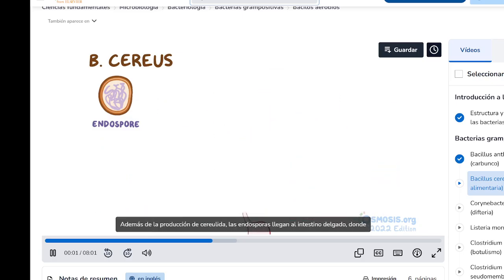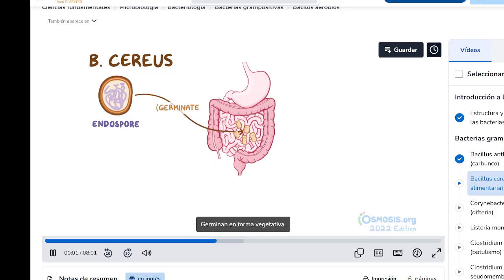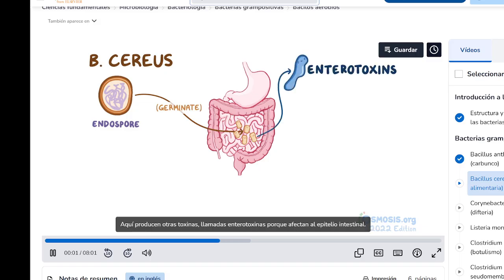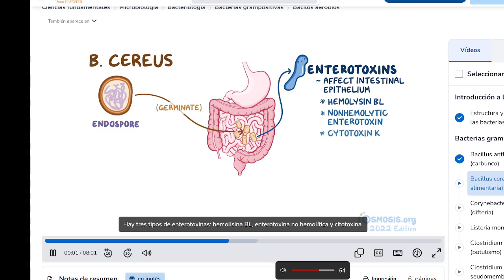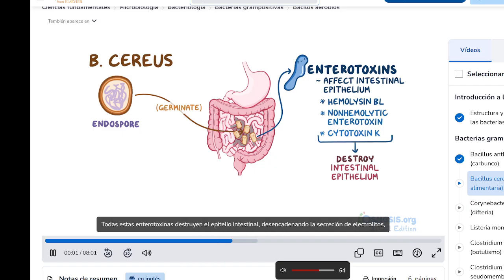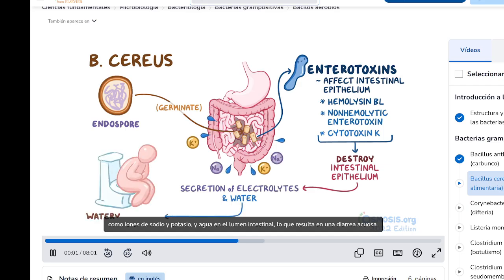Aside from cereulide production, the endospores themselves reach the small intestines, where they germinate into the vegetative form. Here they produce other toxins, called enterotoxins, because they affect the intestinal epithelium. There are 3 types of enterotoxins: hemolysin BL, non-hemolytic enterotoxin, and cytotoxin K. All of these enterotoxins destroy the intestinal epithelium, triggering secretion of electrolytes, like sodium and potassium ions, and water into the intestinal lumen, resulting in watery diarrhea.